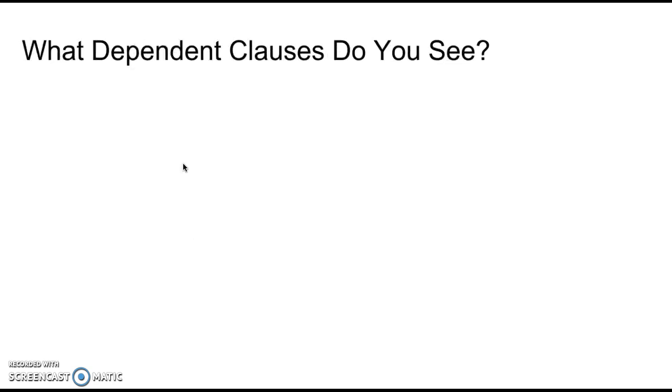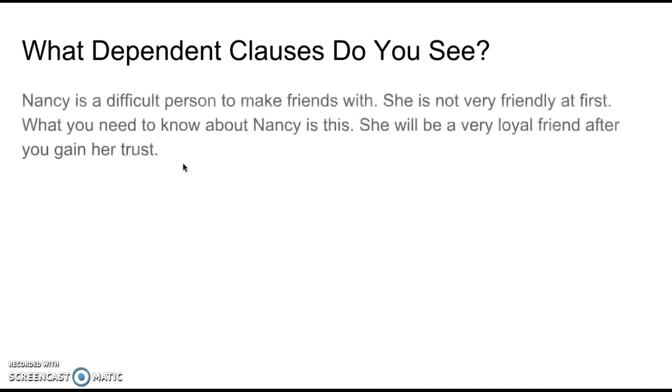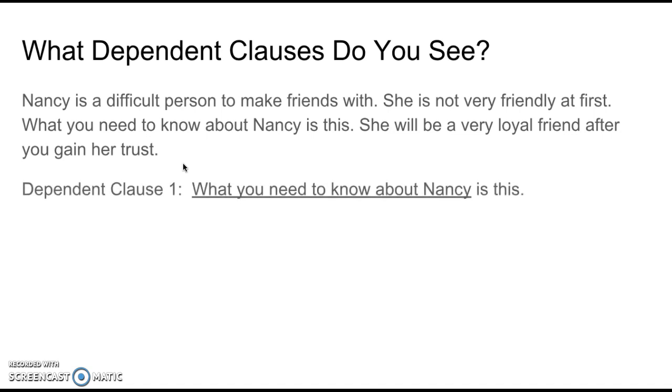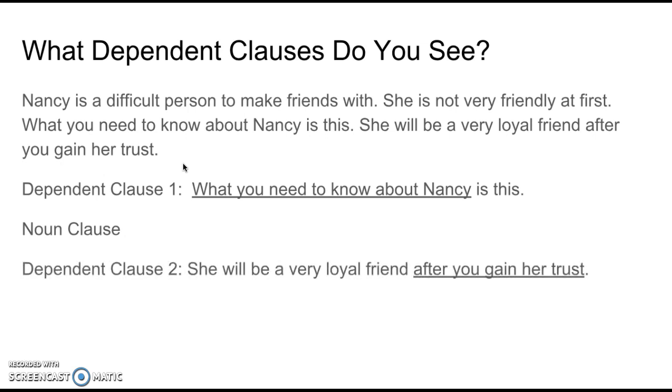So now let's look at larger chunks of writing and try to find the dependent clauses. And then label, what type of dependent clause do you see? Where are the dependent clauses? Here's the first one. Did you find it? Now, what type of dependent clause is it? It's a noun clause, because it's in subject position. Here's our second dependent clause. What type is that? Did you say adverb clause? You would be right.